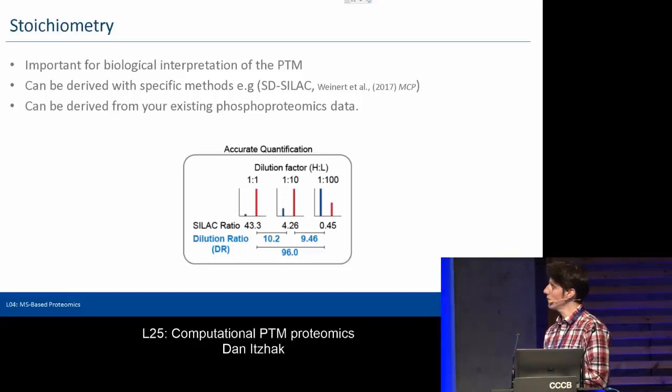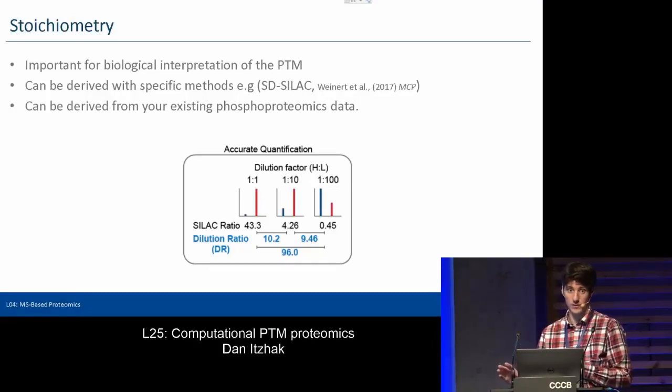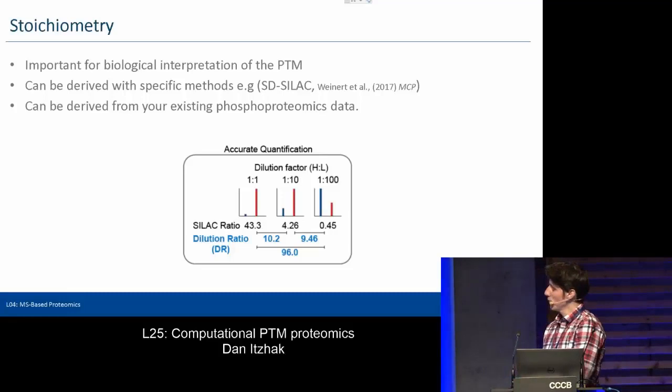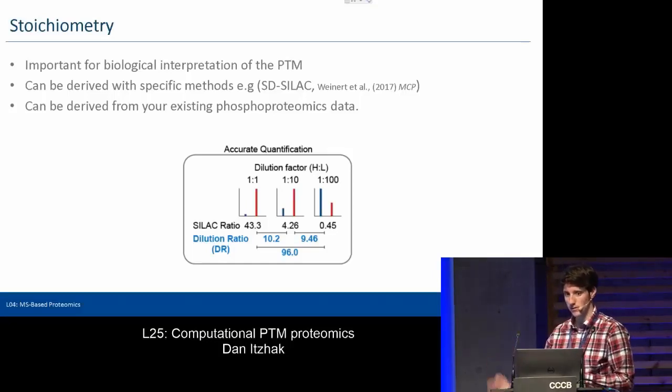This can be derived with specific methods, and there's a very interesting paper from Chudari's group in Copenhagen, where they did serial dilution SILAC. In this case, they were looking at acetylation, and acetylation in a lot of cases is known to be very, very low stoichiometric. So what they did was spike in a 100% chemically acetylated set of peptides and look at the SILAC ratios compared to the endogenously acetylated peptides. And you get this dilution ratio, and they can see exactly what the stoichiometry must be that way.